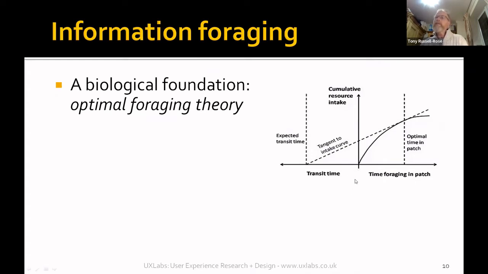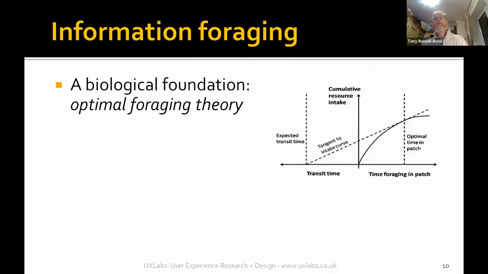But there's also a transit time between different patches, and it turns out that you can work out the optimal time in a patch by taking a tangent from the transit time between patches to that curve, and where those two intersect is the optimal time for foraging in a patch. And it turns out that this model is remarkably predictive of animal behavior, and remarkably effective in explaining the observed behaviours that we see in nature.